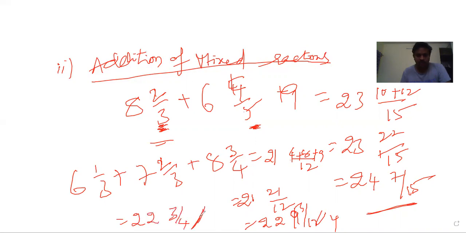So in this way we add the mixed fraction values whenever the fractions are not in the form of 1 by 2 or 1 by 4 or 3 by 4.